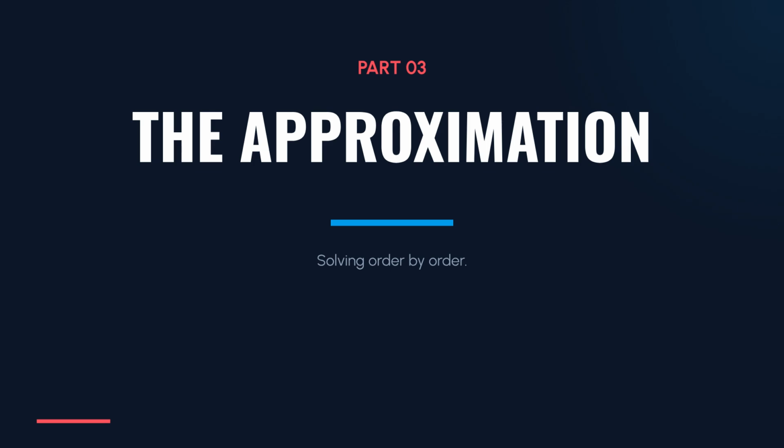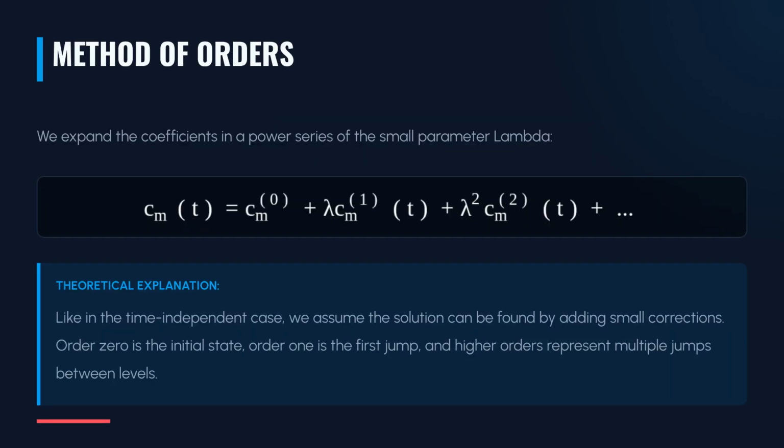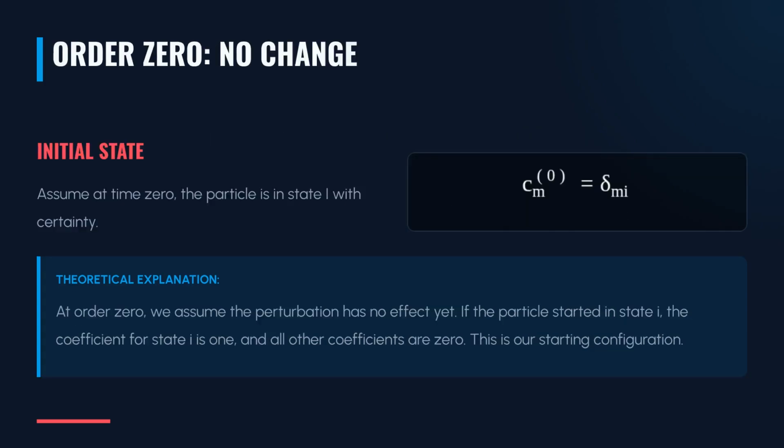Part 3 addresses the approximation, where we solve the problem order by order. We use the method of orders, expanding the coefficients in a power series of a small parameter, lambda. Order 0 is the initial state, and higher orders are successive corrections. Order 0 assumes no change. If the particle started in state i, the initial state coefficient Ci is 1, and all others are 0.